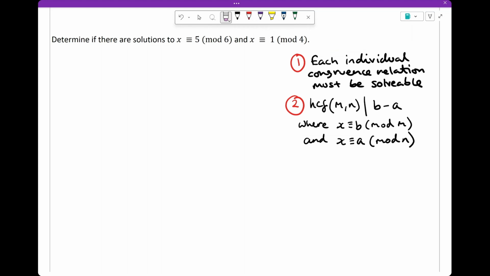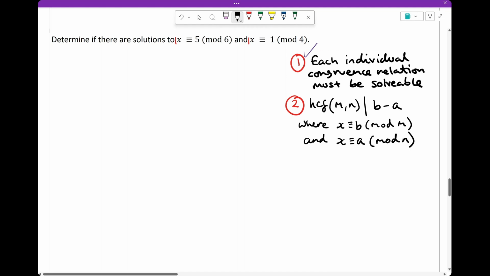Well, in this case, we can skip that step because if we look at our two congruence relations, they're both in the format 1x is congruent to some numerical value. Therefore, the solutions of the individual congruence relations have already been found. So we can be sure there are going to be solutions for the individual congruence relations. So I'm just going to put a tick here.